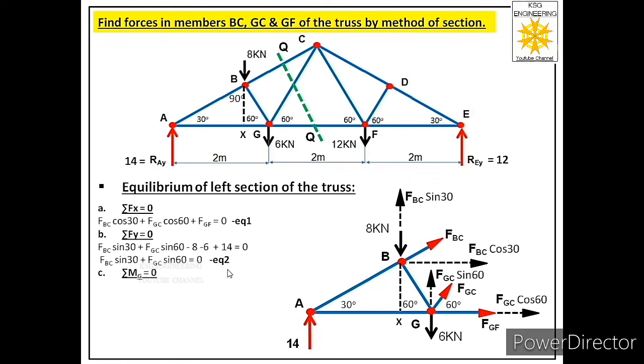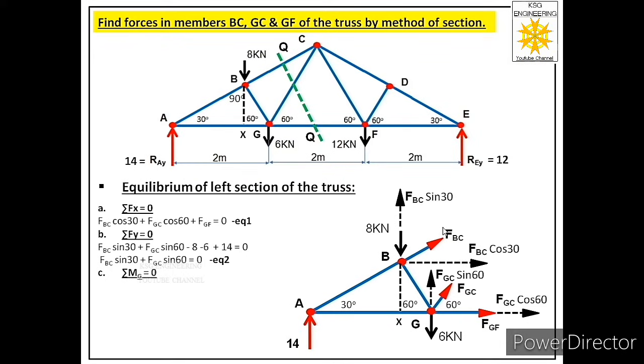So over here we have to observe a very important point, that at which joint of this section we should apply the moment so that we should get the value of unknown forces. Now we have to find three unknown forces, FBC, FGC and FGF. FGC and FGF are acting at joint G. So if we will consider moment about joint G, then moment because of FGC and FGF will be equal to 0 because these two are intersecting joint G. So that equation will have only one unknown and we can solve that unknown easily.